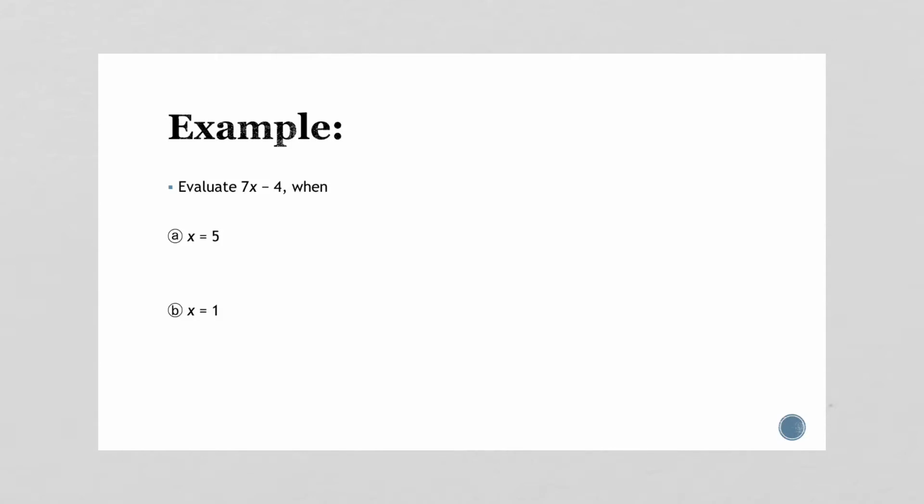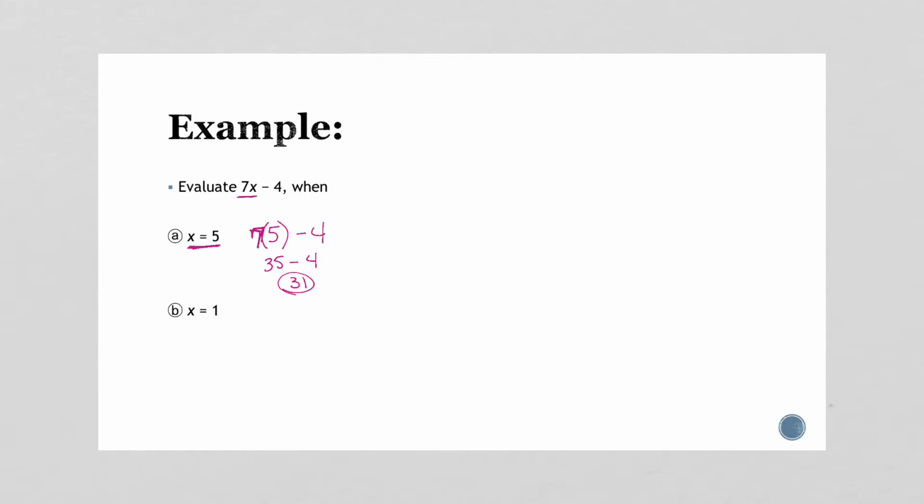So I'm going to substitute in 5 where I see x. So I'm going to rewrite the problem. This is important. Don't get lazy. Don't just write down the answer. Rewrite the problem and substitute it in. But I do want you to be very careful. Don't write 75. That's not what that means. 7x means 7 times x. So make sure that if you write it like that, you write 7 times 5 minus 4. 7 times 5 is 35 minus 4, and I get 31.